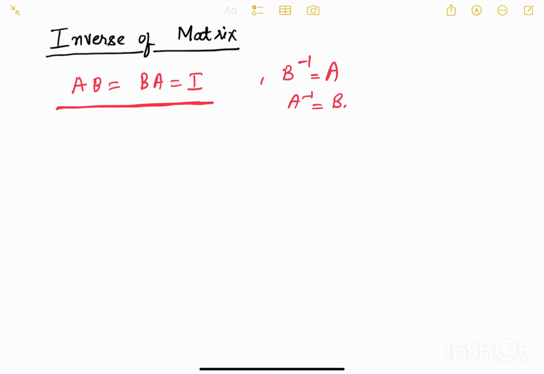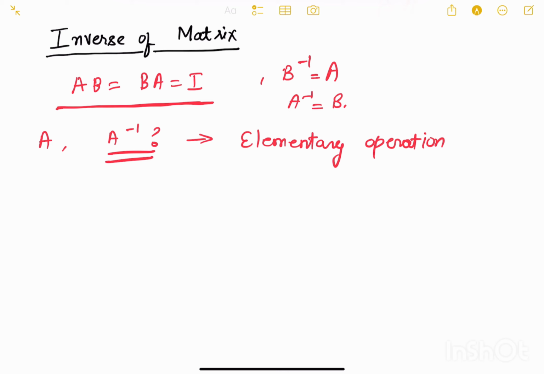Now, this was the formal definition, but what if I'm given a matrix? How do I find my A inverse? That is the main question. Now, what we will here use is my elementary operations. This is something I have discussed in my previous lectures as well. I have made a playlist of videos consisting of every topic which I have discussed till now. Just go through it if you have any doubts. So, using my elementary operations, I will find my A inverse.